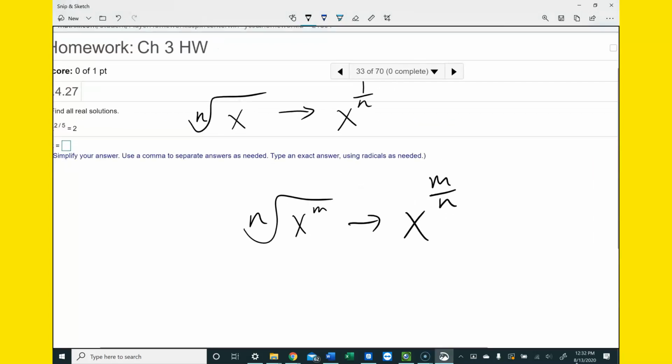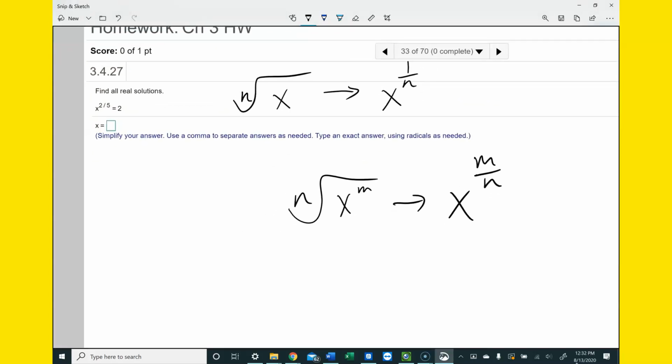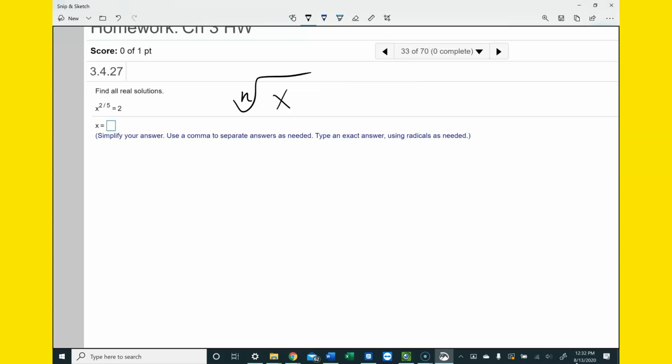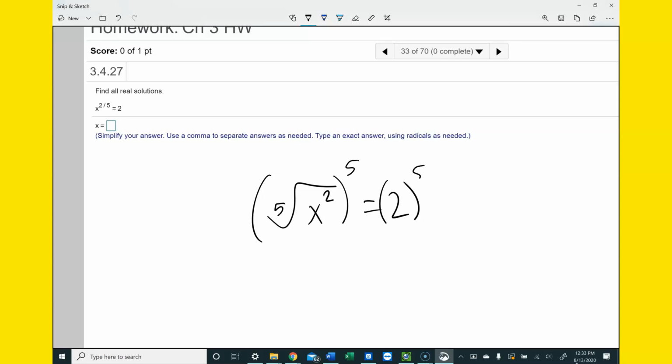So let me show you just a couple of ways to do this problem. Alright, we could use what we just said. We could rewrite it. X to the 2/5 is the same thing as the 5th root of x squared equals 2. And then we get rid of the 5 and the 2 separately. We can get rid of the 5th root by raising both sides to the 5th power. That gives me x squared equal to 2 to the 5th. That's 2 times 2 times 2 times 2 times 2. That is 32. Then we take the square root of both sides to get rid of that squared exponent.